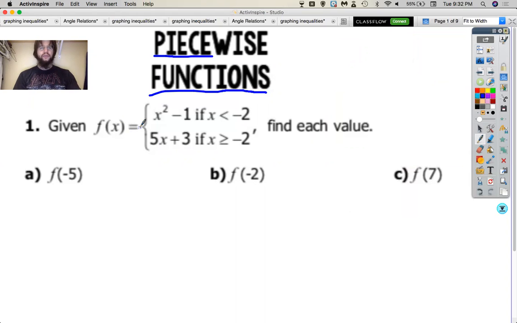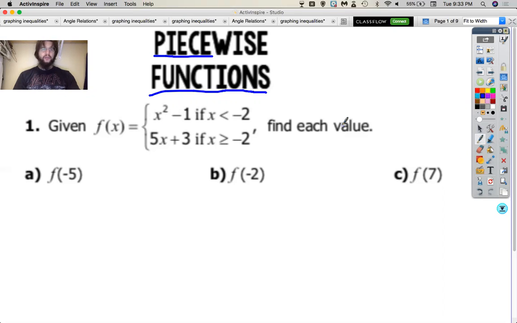f of x is equal to, and we got some curly brackets indicating that it's all this mess. Now, how many things could be up in here? As many as you want. So it could be lots of pieces or it could be two pieces. If it's just one piece, it's not piecewise. So it's at least two pieces. Now let's dissect this thing.